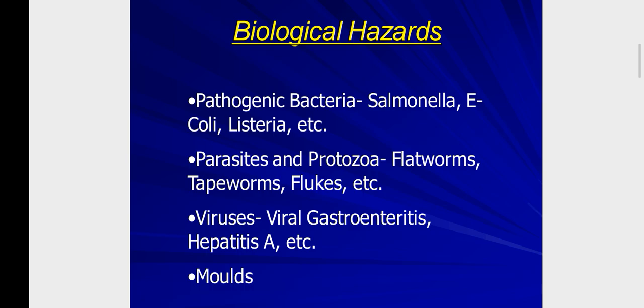So mainly there are different types of biological hazards, including pathogenic bacteria like Salmonella, E. coli, and Listeria. Second one is the parasites and protozoa, flatworms, tapeworms, etc. And the viruses, different viruses like hepatitis A, then molds. These are biological agents that can cause hazard in food products.